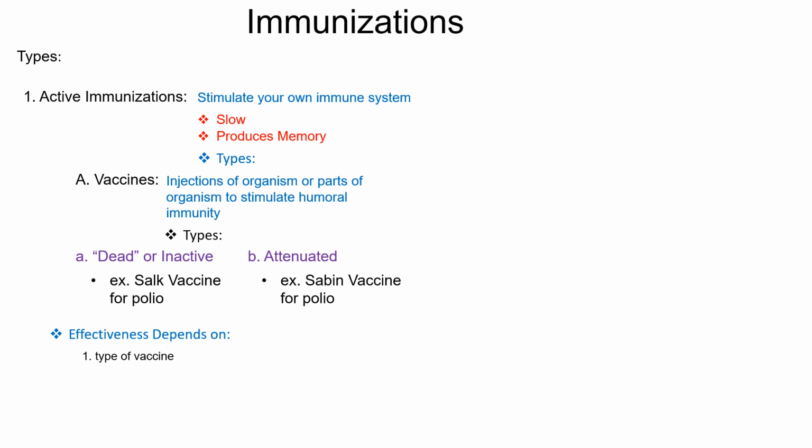One other thing to talk about here, remember I said injections of parts. When you get a flu shot, you are not getting the organism. It's just the proteins on the envelope. That's why it's impossible to get the flu from the shot, because you're not getting the organism. You're just getting the proteins.